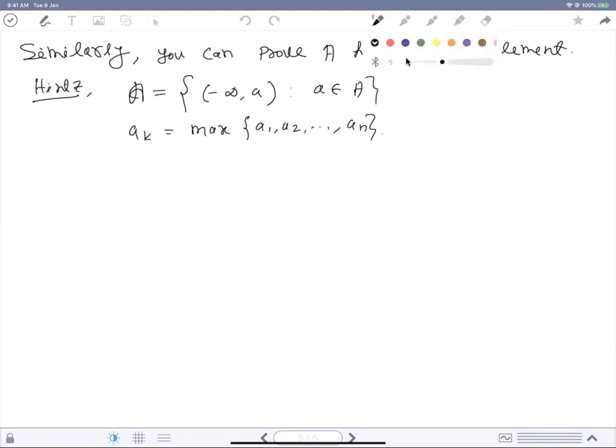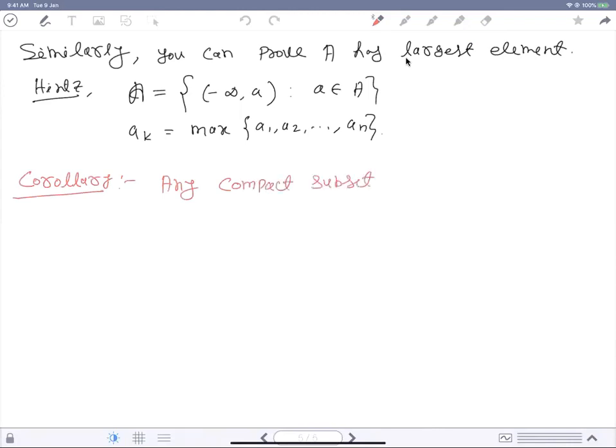And as a corollary, you can say any non-empty compact subset of R has the smallest and the largest element. Why? Because R is an ordered set with the ordered topology. That means if we take the usual topology on R, which is the same as the ordered topology, you can prove that any compact subset has the smallest element and the largest element.